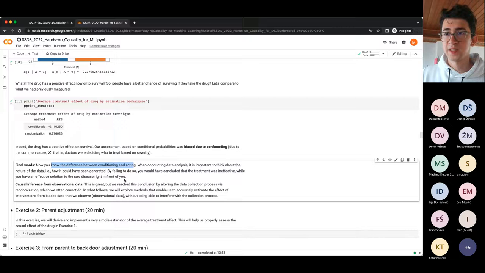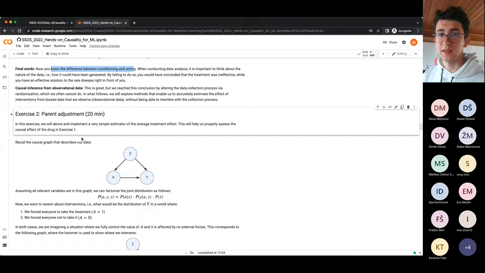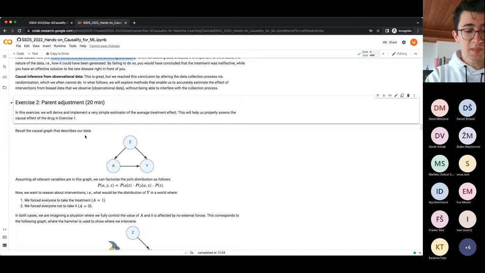So the next exercise two will be about parent adjustment, which means that we are going to do the same as above, but a little bit differently. We are not doing the randomization. And so again, we are setting a timer here. Enjoy this one.